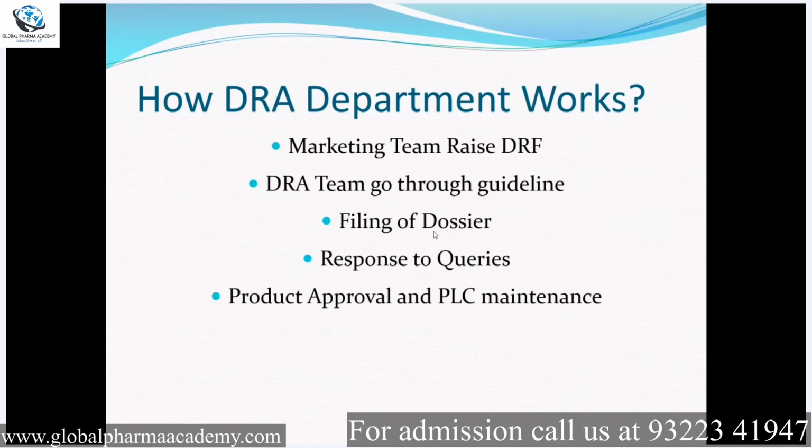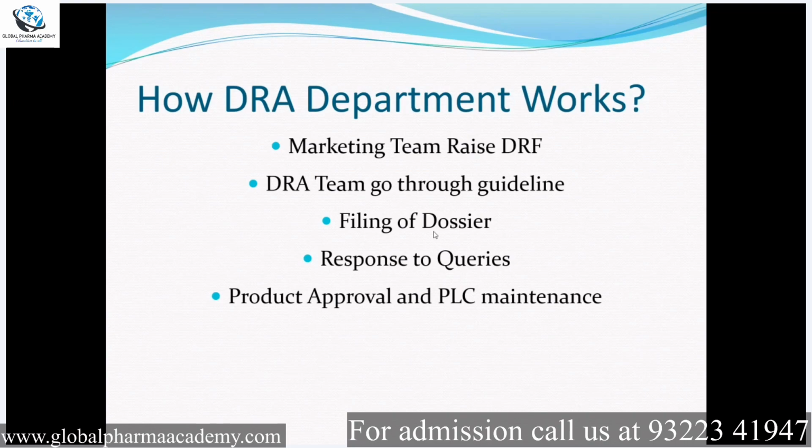After filing, in rare cases, some regulatory authorities will directly approve the product. Every dossier, after assessment by the regulatory authority, they will raise queries on the document. After queries are raised, they are received by the regulatory team, and the regulatory team will answer those queries. And if the authority is satisfied with the answers given by the regulatory team, then the product will get approved by the regulatory authority.